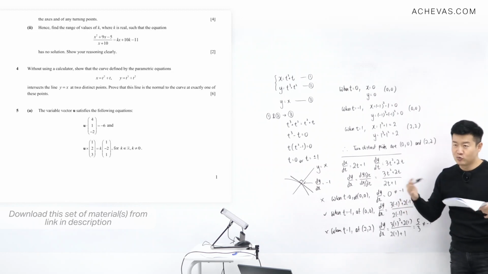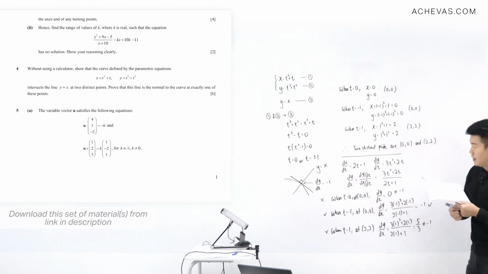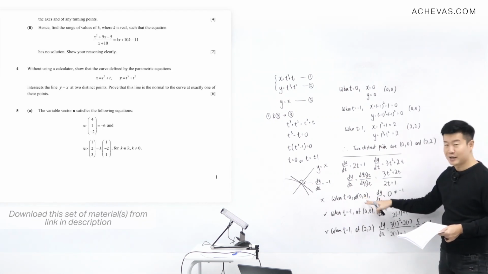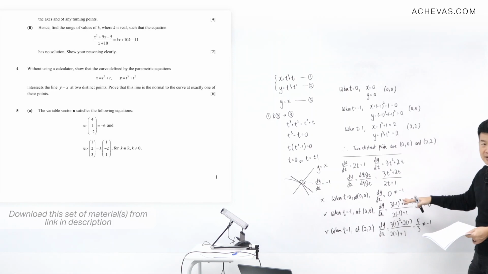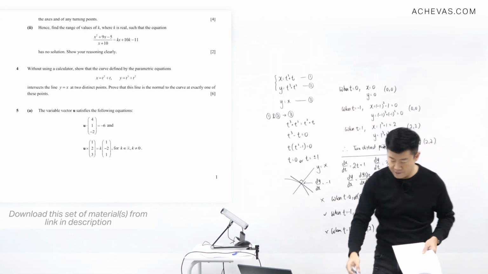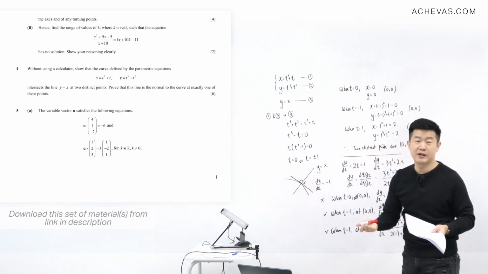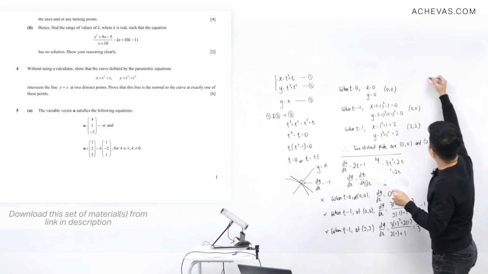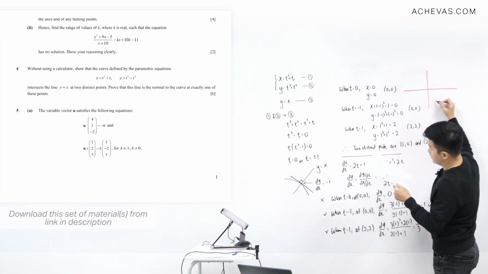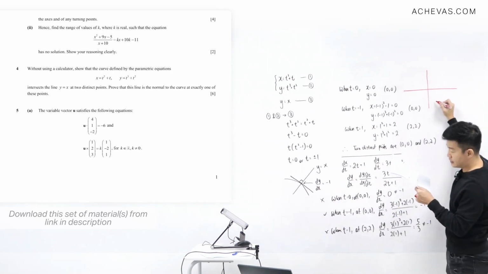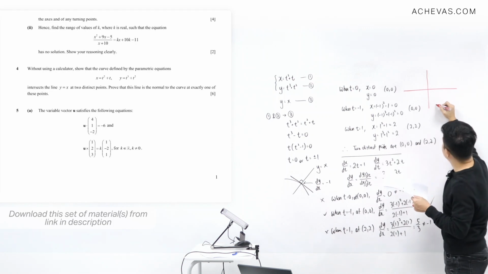But just to elaborate on this question a little bit more, is it actually possible for something like this to happen? Because we have one single point, but we have 2 gradients. Yes, it is possible. If you were to plot this graph on your graphing calculator, you realize that it looks something like this. Let me just very quickly show you.